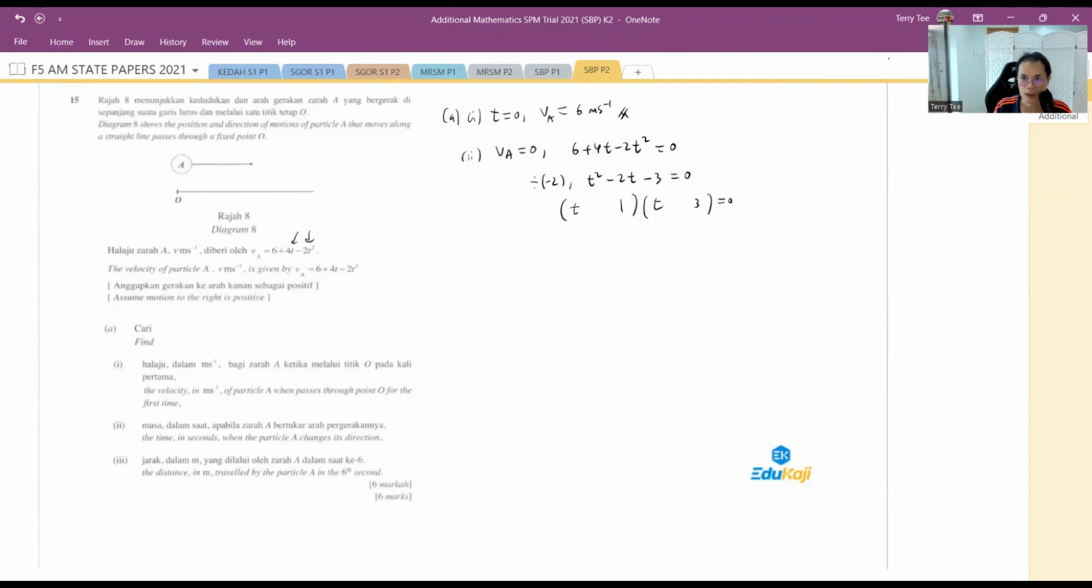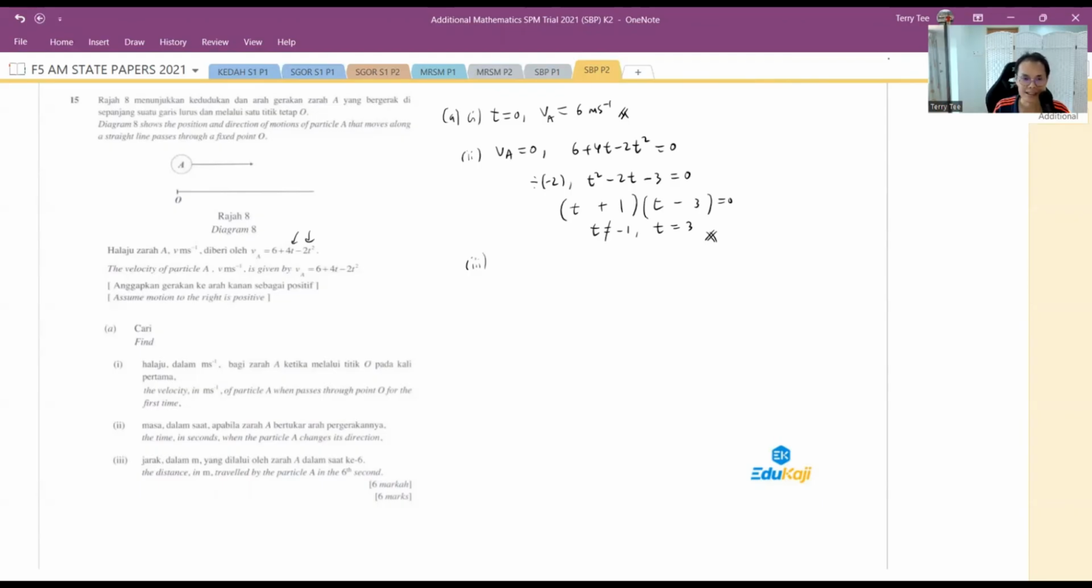t minus 3, t plus 1. Your t is either -1 or 3. Now, we know t is always more than 0. t can't be negative. So we take t equals 3 seconds. Okay, next. Find the distance traveled by particle A in the 6th second.